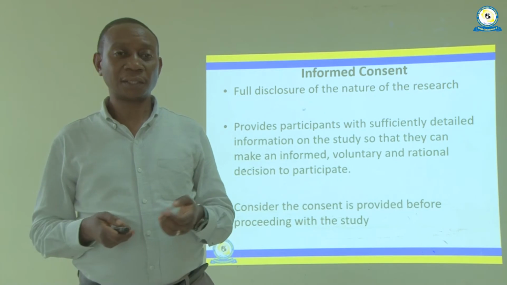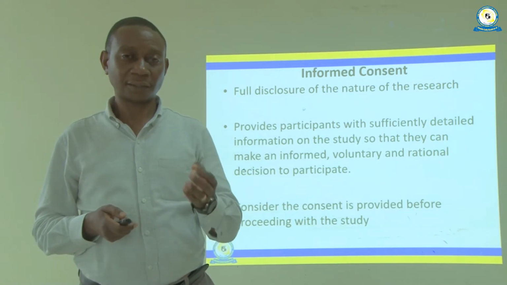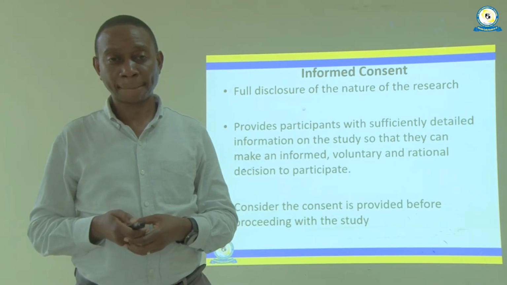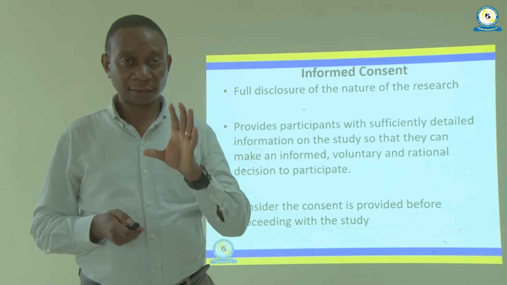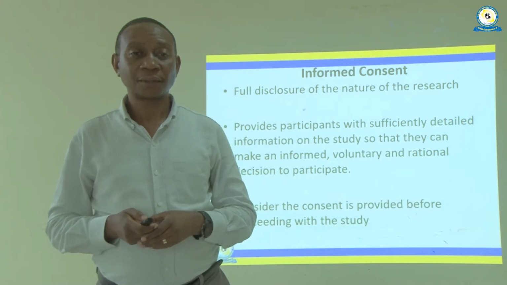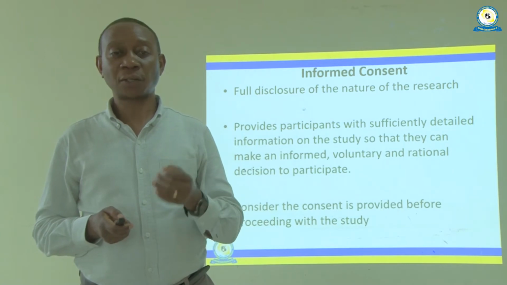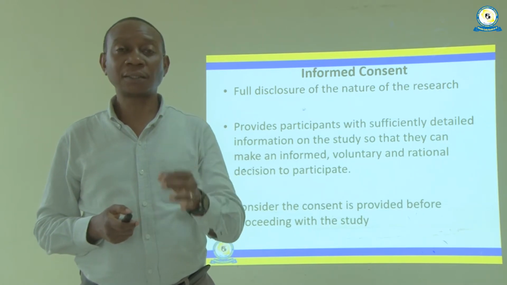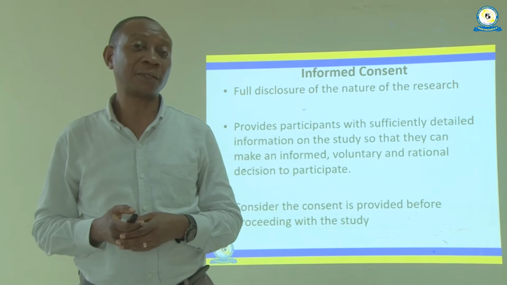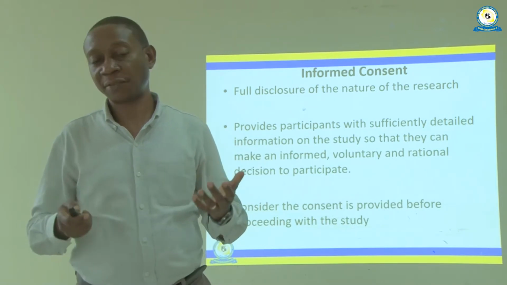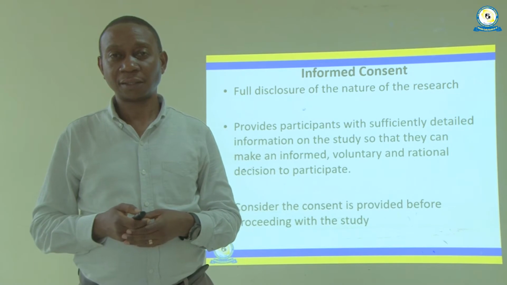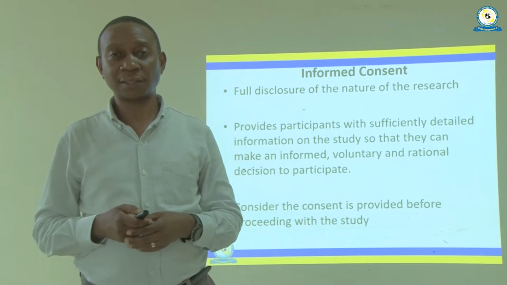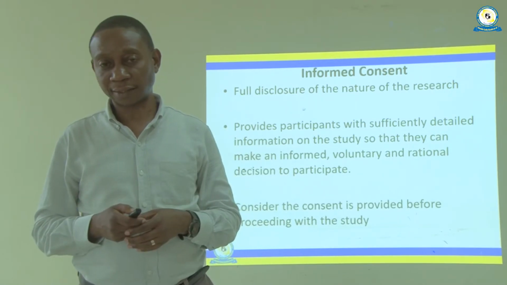Another ethical issue in social research is that there should be informed consent. In informed consent, there are mainly three issues that we need to look into. One is there should be full disclosure of the nature of the research. When you say full disclosure of the nature of the research, we need to tell your participants what the research is all about, who will benefit from that research, who will be involved. Everything that is concerned with that research should be well informed to the client.